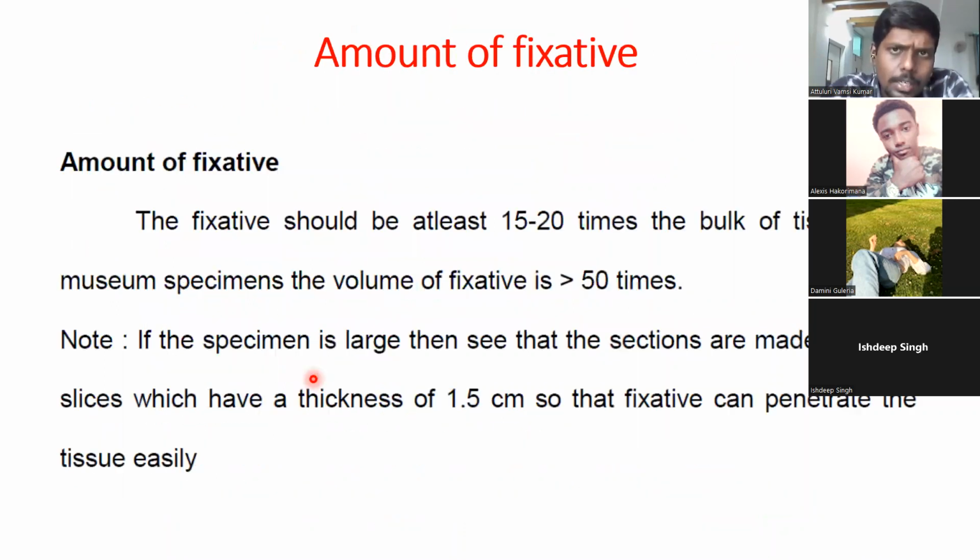Now, the amount of fixative. Usually the amount will be 15 to 20 times greater than the volume of the tissue. Say, for example, if I'm taking 1 gram of tissue, then I need to take around 20 ml of fixative solution. I need to suspend this 1 gram of biopsy material in 20 times the volume. That means almost 20 ml of fixative we need to use. So that is a 1:20 ratio.